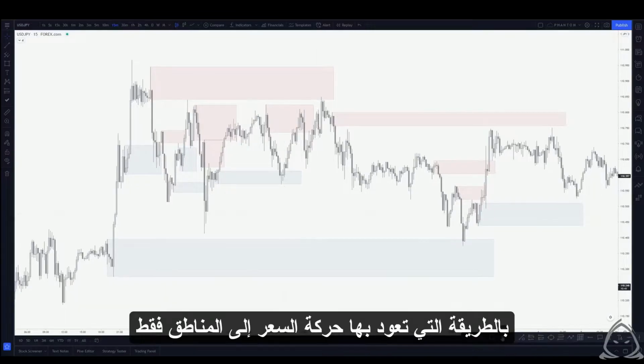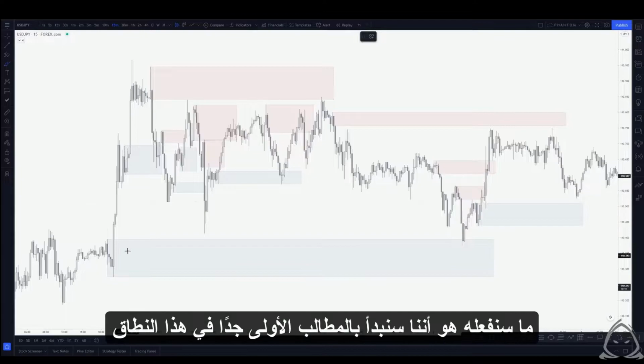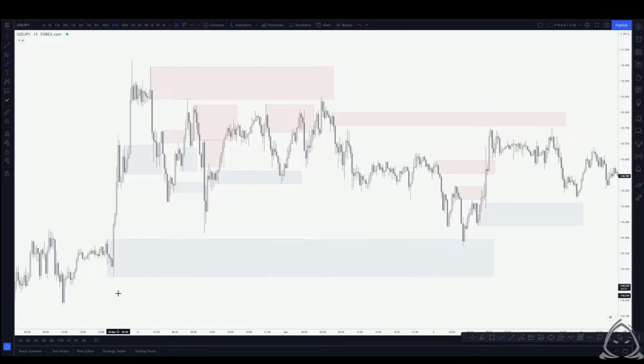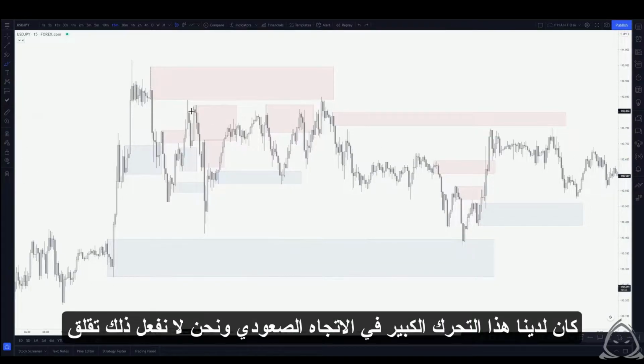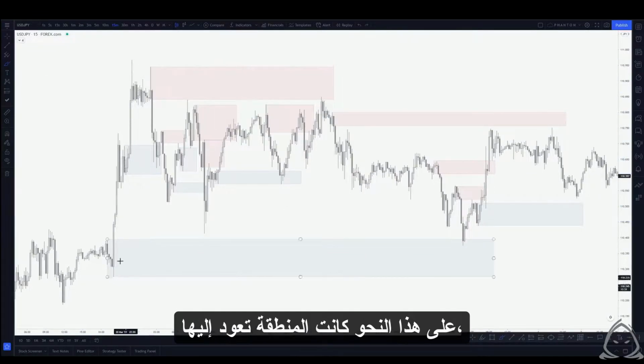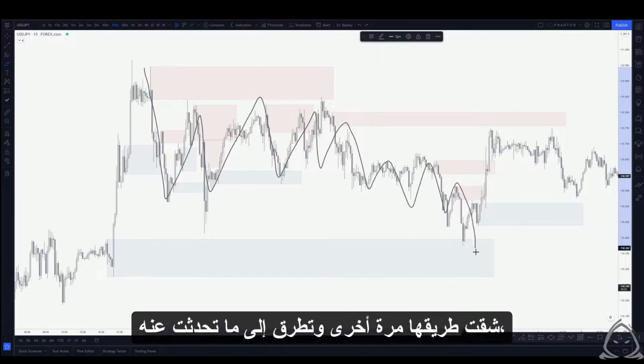Turning back to the zones just to further explain what we've just been building on. So what we'll do is we'll start on this very first demand zone, this range created demand zone, or the pivot created demand zone. As we can see, we had that large move to the upside, and if we don't worry too much about all the zones that were created as this zone was coming back into it, what we can see is price was very corrective as it made its way back.